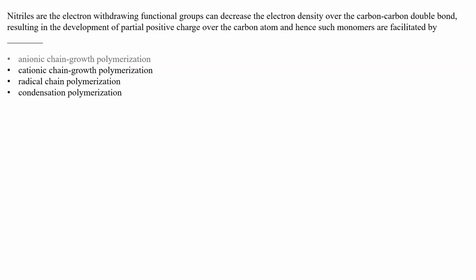So we can see that it's an ionic polymerization process going on. On top of that, in development of partial positive charge over the carbon atom, such monomers are facilitated by that. So since we are talking about the ionic polymerization process, it is quite easily understood that an ionic chain polymerization process is being talked about right here. So that's why the correct answer for this one is the anionic chain growth polymerization process.